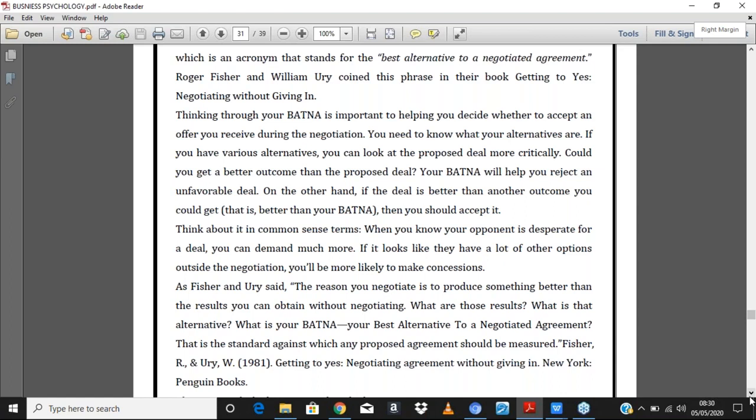So if it looks like they have a lot of other options outside the negotiation, you'll be more likely to make a concession. So you have to prepare. You have to be on top of your game. You have to be ahead of the game by determining what your best alternative to a negotiated agreement will be. So look out for alternatives.